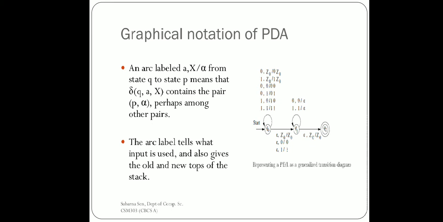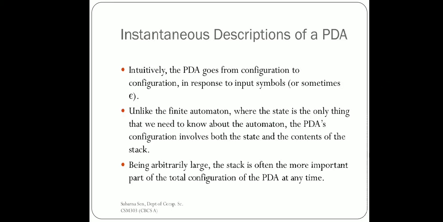Now next point says the arc label tells what input is used and also gives the old and new tops of the stack, right? So you can see here what is the old content of the stack, what is the new content of the stack. Everything is clear from the diagram or this triplet notation. Fine. Now we will see instantaneous descriptions of a PDA. Few of the points we have already covered in our previous lecture, but still to cover the syllabus we will just have a look at it. Okay, we'll just revise it.